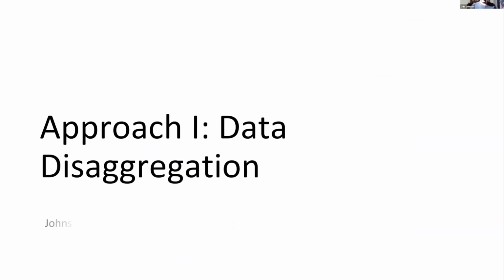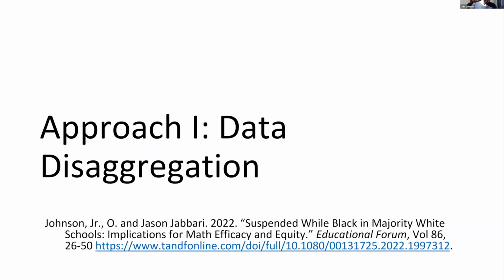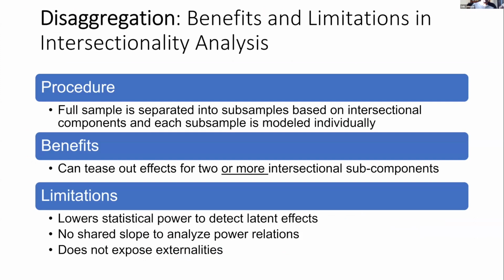And so here we'll start with just one, and I'm going to hope to get through these in 5 to 7 minutes, and then we could turn this over to the next speaker. This one is data disaggregation. Really simple. We've all done this. In essence, we have a full sample and we separate it into subsamples based on intersectional components. We have Black males, Latinas, or indigenous males.